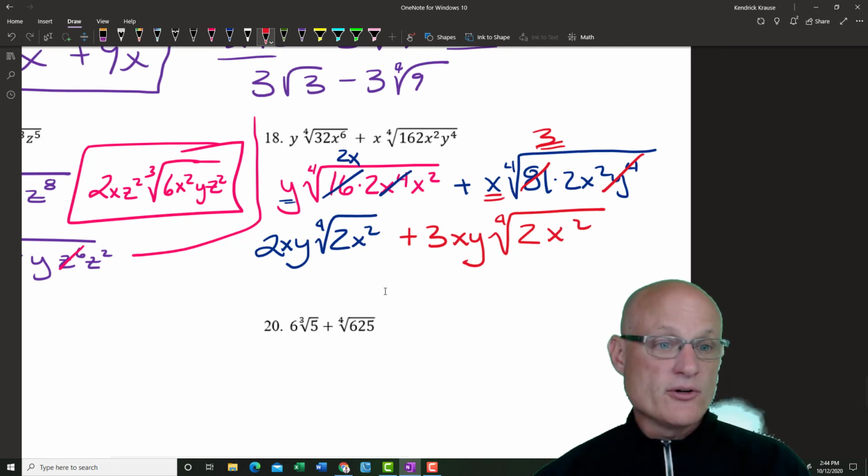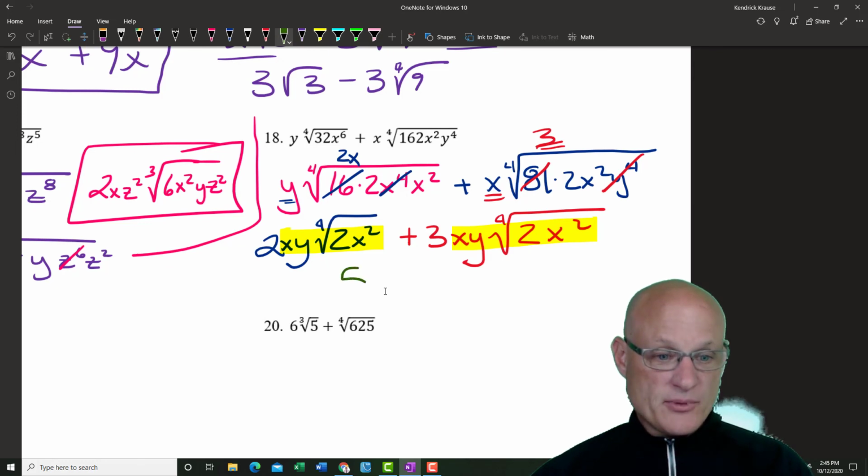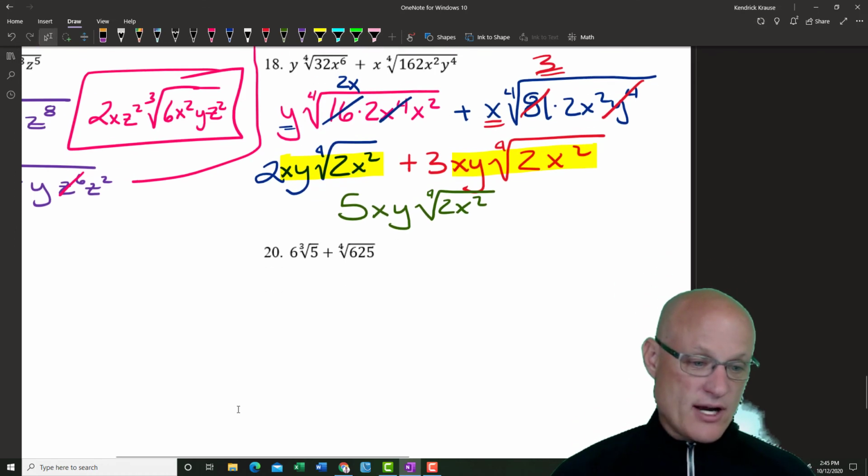Well, you'll notice that this x, y, fourth roots of 2x squared, and x, y, fourth roots of 2x squared is all the same. So this ends up being 5x, y, fourth roots of 2x squared. Don't worry, you'll never, ever get anything like that.